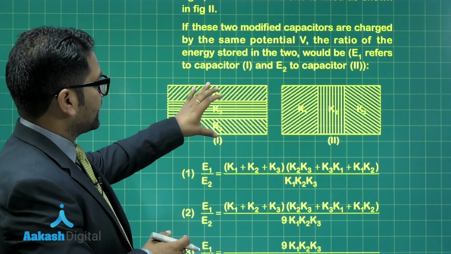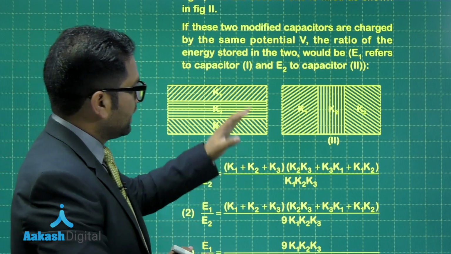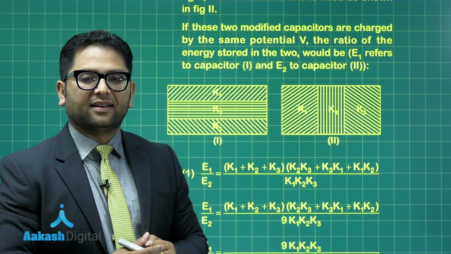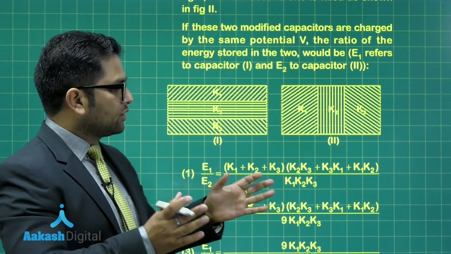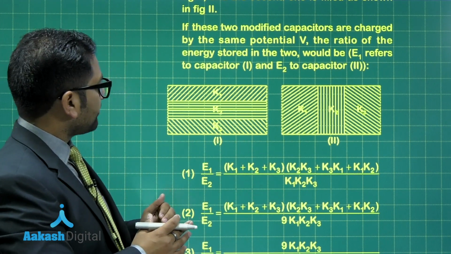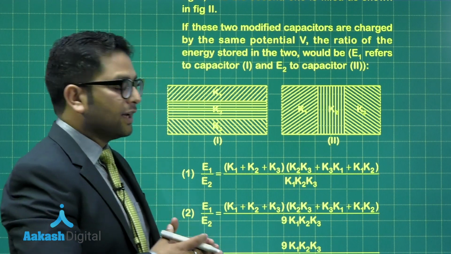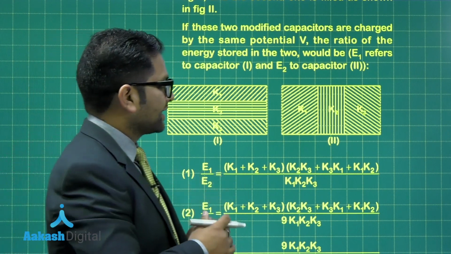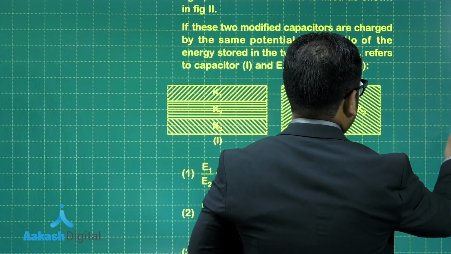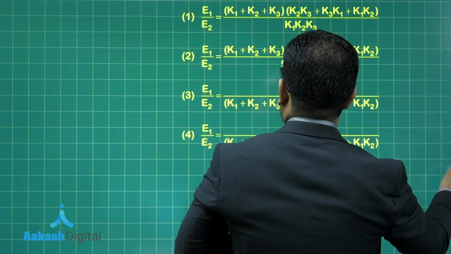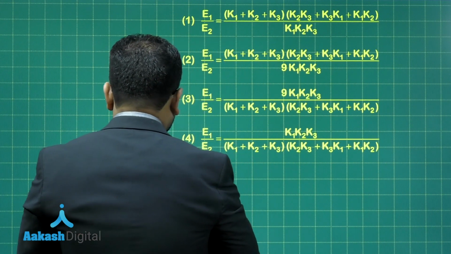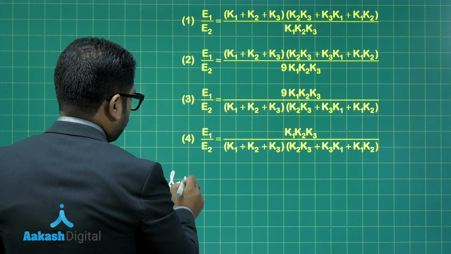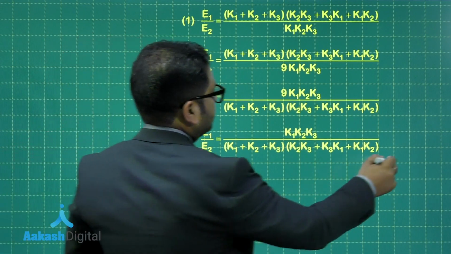So this is connected to a battery of potential difference V. Likewise, this is connected to a battery of potential difference V. And we need to calculate the ratio of energy stored in the capacitor. Okay, that is the given thing which has been asked. I think we need to solve by calculating the net capacitance in the individual one. Okay, so here let's see.